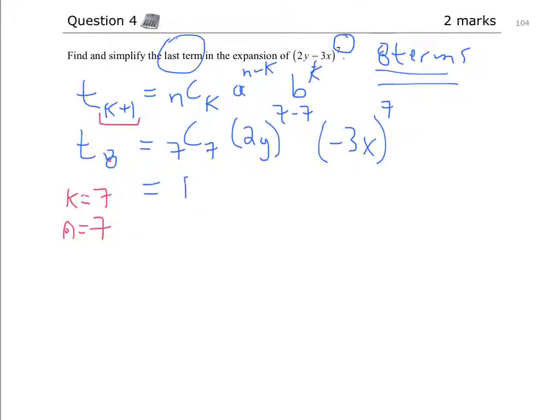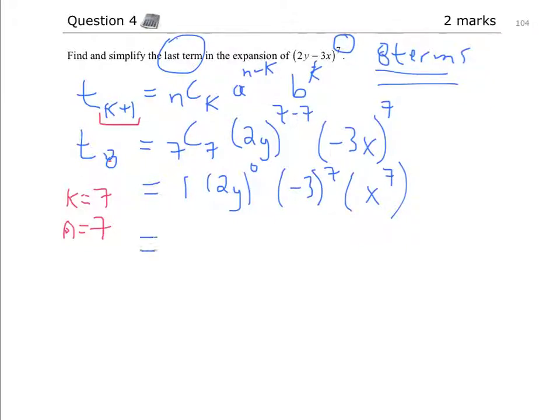So 7 choose 7 is 1. This is (2y)^0, and now this is (-3x)^7. Remember, the whole term here is raised to the power of 7. So when we simplify this, we want to write (-3)^7 times x^7. And this is all multiplication, so be sure to include brackets around the term with the negative.